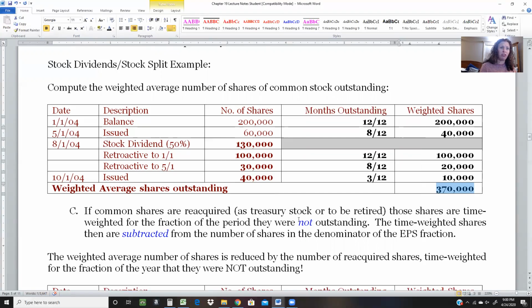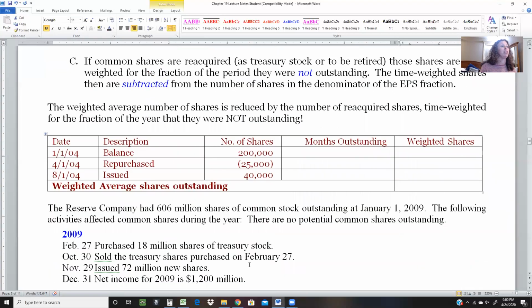So if there's treasury stock or stock that's pulled out of the market, then it's just a reduction. So you just minus it. It says the weighted average number of shares outstanding is reduced by the number of reacquired shares, time weighted for the fraction of the year they were not outstanding. So let's do that one. The 200,000 shares were outstanding for the entire time. So we'll do 12 out of 12, 200,000. But on April 1, we are going to remove 25,000 shares out of the market.